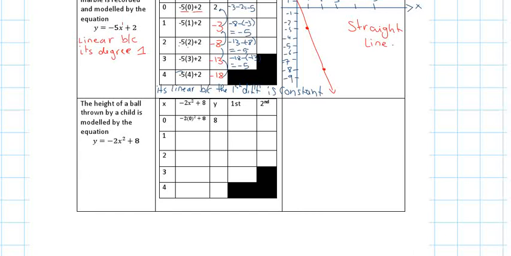So our next example is saying the height of a ball thrown by a child is modeled by the equation y equals negative 2x squared plus 8. Looking at the equation, can you tell me if it's linear? No. What is it then? Quadratic because it's degree 2. So you see on the x, I have degree 2, right? When I have a degree 2 on the x, I know that this equation is a quadratic equation.